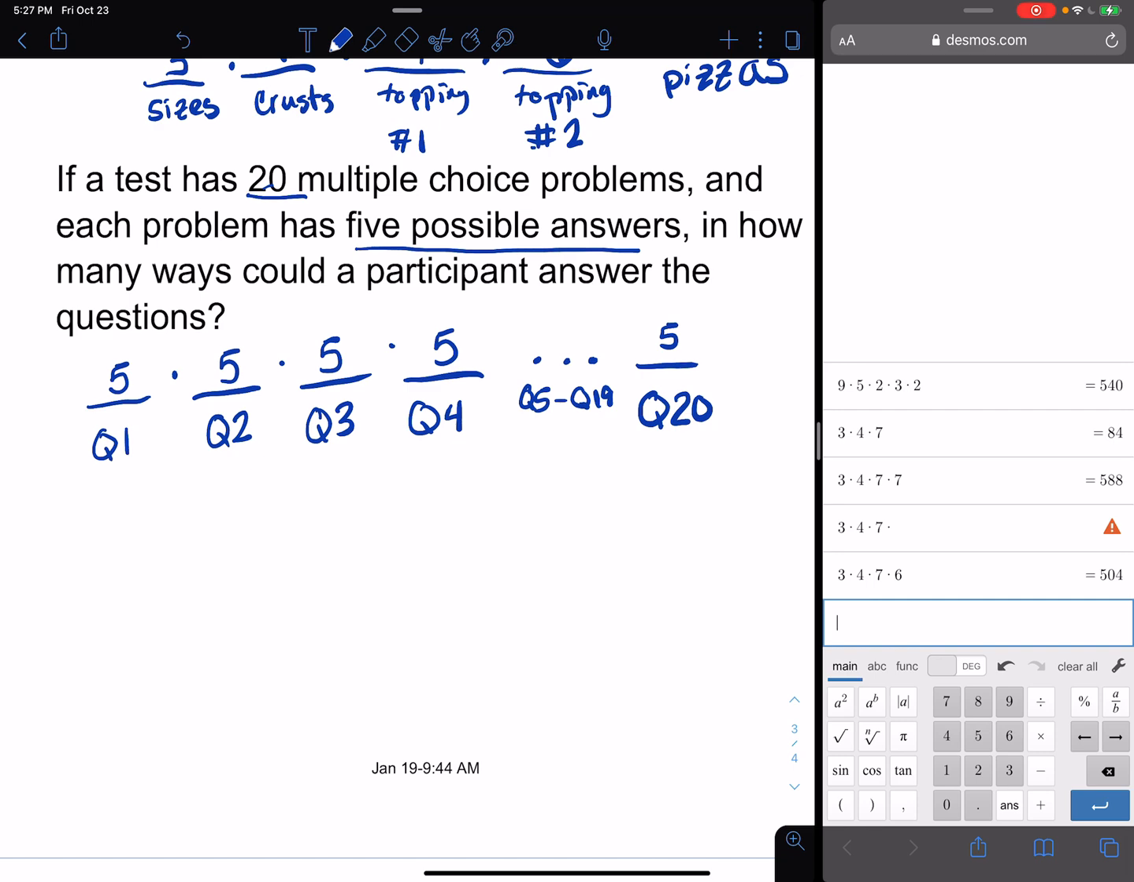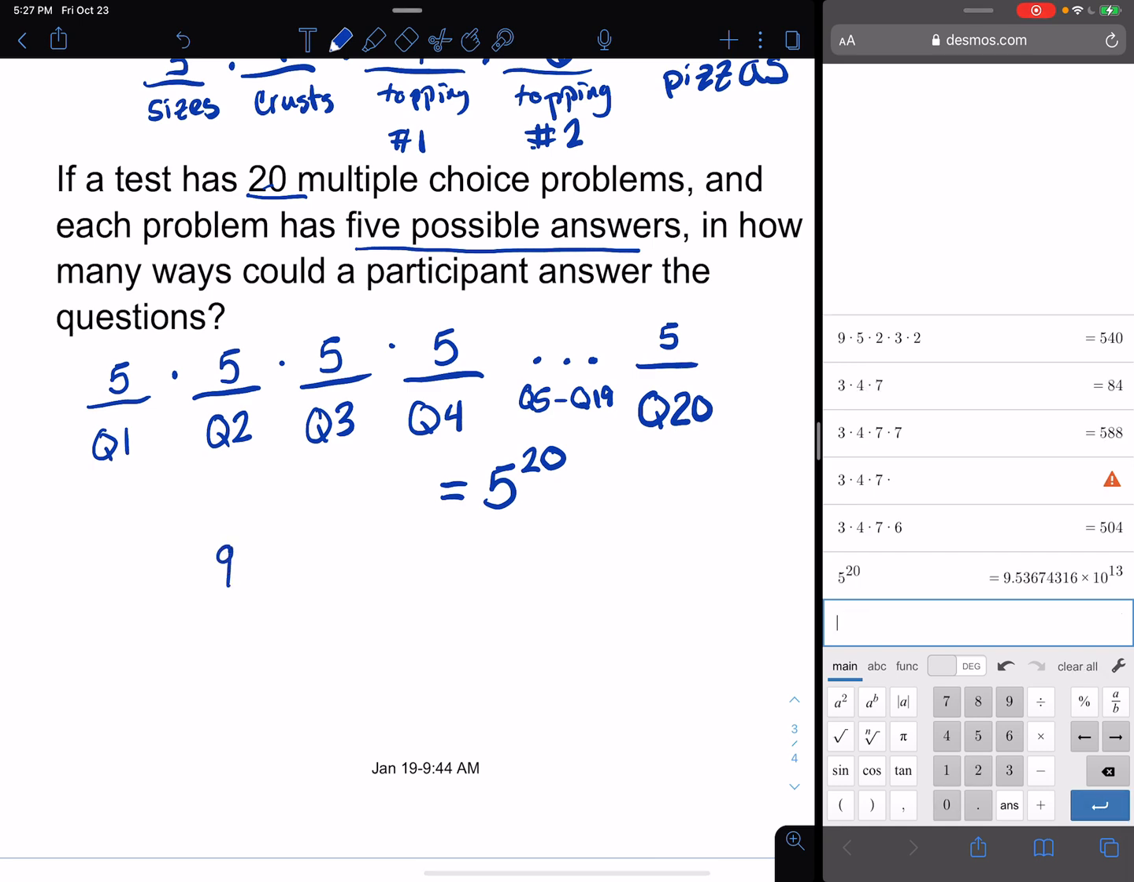So I could go to my calculator and type 5 times 5 times 5 times 5 20 times, but I'm probably going to lose track of how many times I typed it in. So another way to write that is to say 5 to the 20th power. So if I go to my calculator, I'm going to hit 5. Then over on this left-hand side in the middle, I'm going to hit that a to the power of b, and then I'm going to type in 20.